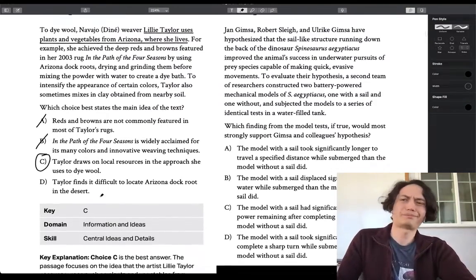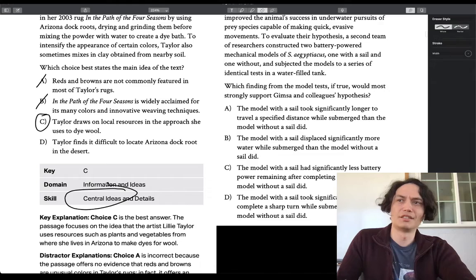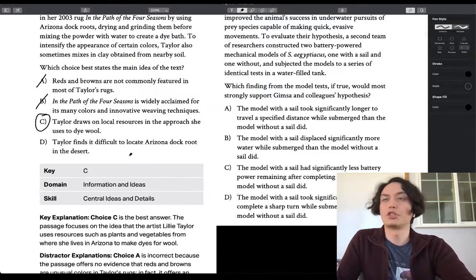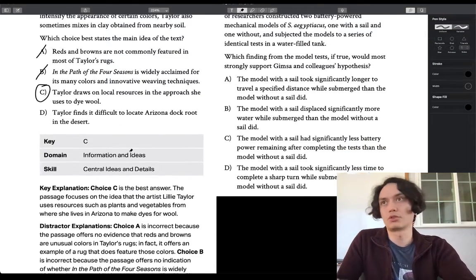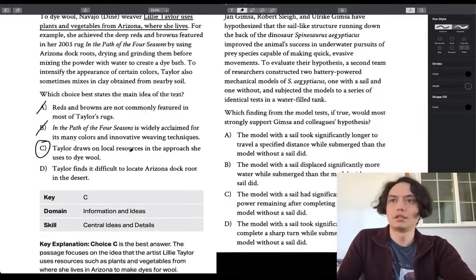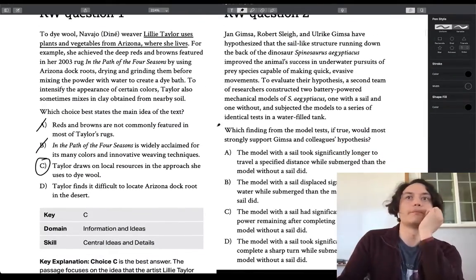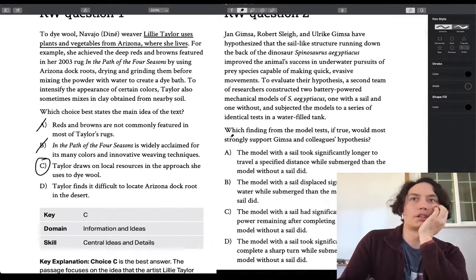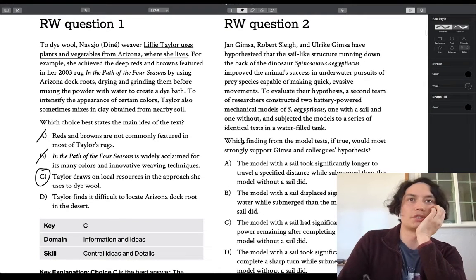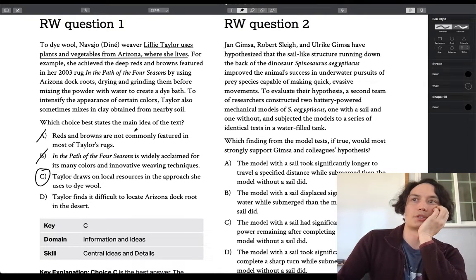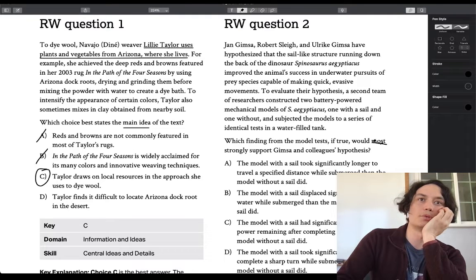Well, it's like a central ideas and details question, but it's like a question about the facts, not about the structure of the argument or anything like that. Sure. All right, whatever. Okay, question two. Which finding from the model tests, if true, would most strongly support... So this is going to be a main idea question. This is going to be a most strongly supported question.